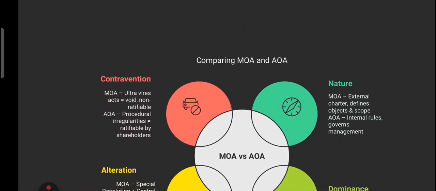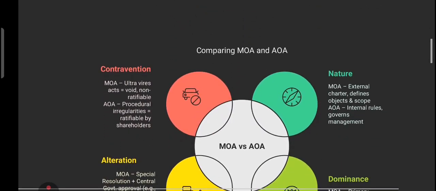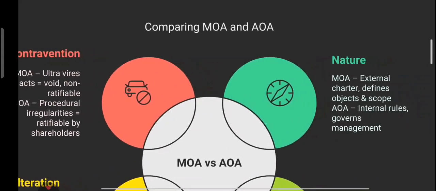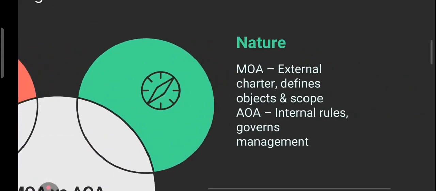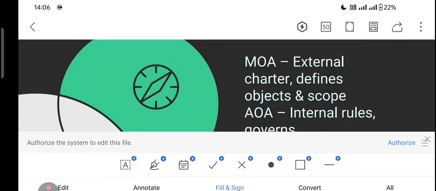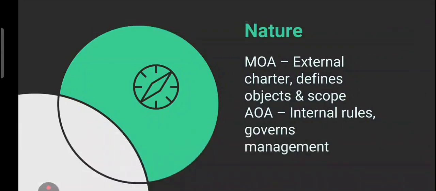Now let's have a look at MOA versus AOA. What is the difference? So let's break down Memorandum of Association and Articles of Association. First of all, nature. Here on the right hand side you can see MOA is like the company's birth certificate, right? It shows its goal, it shows its limit, it shows the legal boundary. That is why it is called the company's birth certificate: goal, limit, legal boundary.